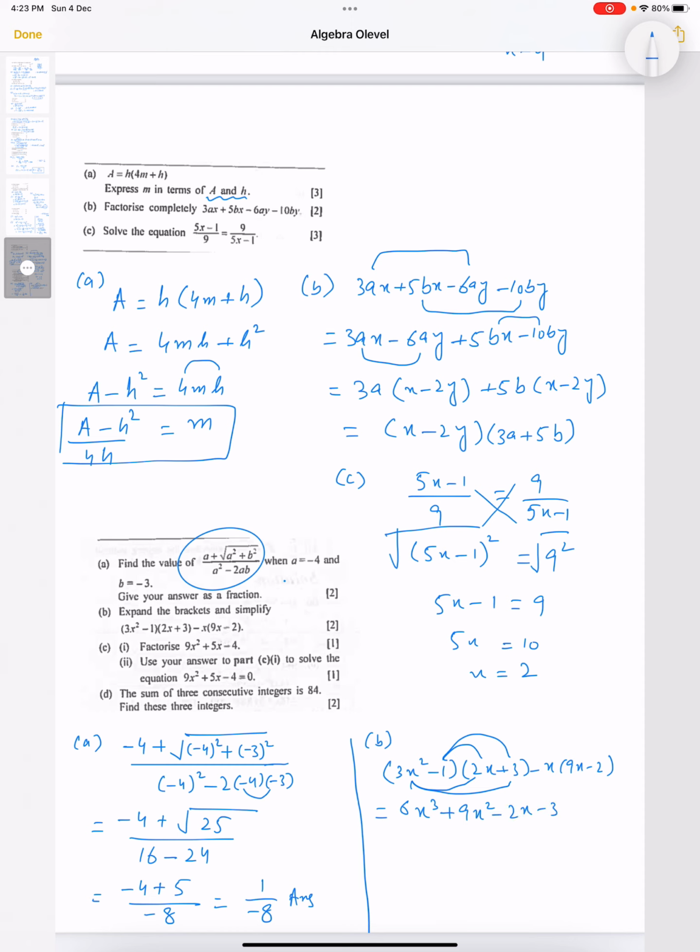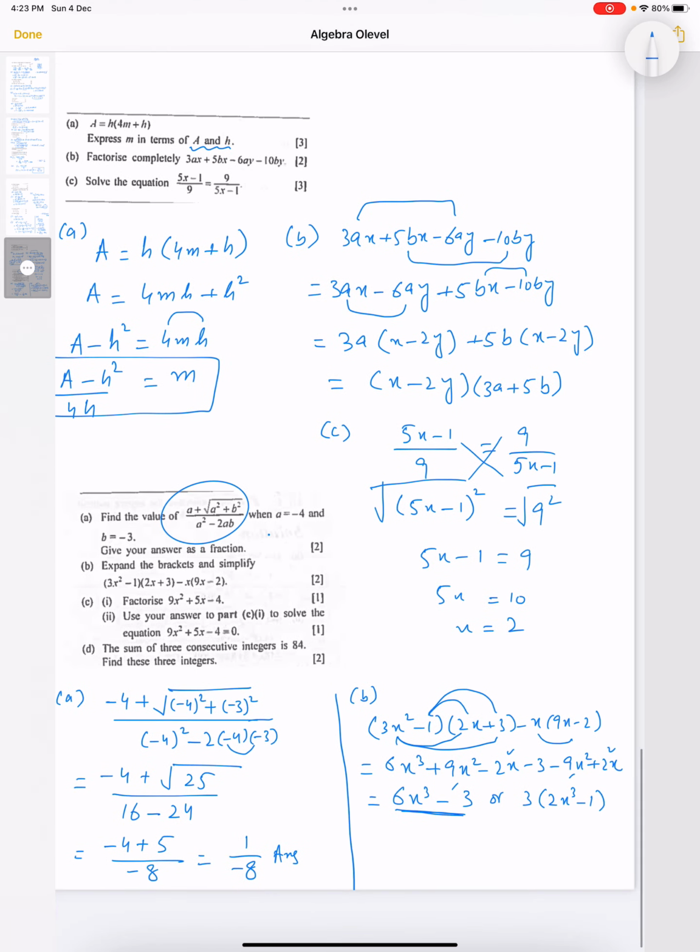Here multiply minus x inside, we have minus 9x square plus 2x. So finally we have 6x cube plus 9x square minus 9x square will cancel out. Similarly, minus 2x plus 2x will also cancel each other. We have 6x cube minus 3 as the answer. It is fine if you write down this way, or if you can take 3 as common, it becomes 2x cube minus 1. So both answers are fine. Since they say you have to expand the brackets, this answer will be better.